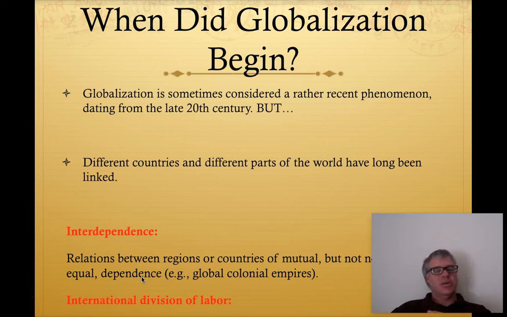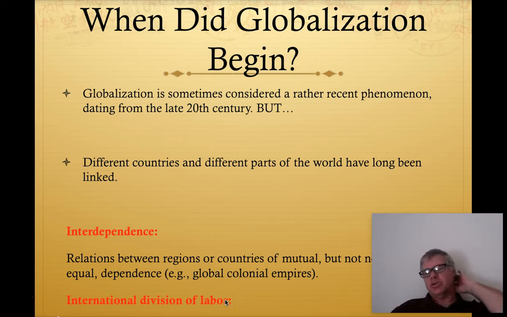But it doesn't necessarily work that way, because if we look back historically at global colonial empires, for instance, the way in which the globe has been integrated is often about richer countries taking things from poorer countries. That's the way in which they are interdependent, and so it's by no means always beneficial for all.